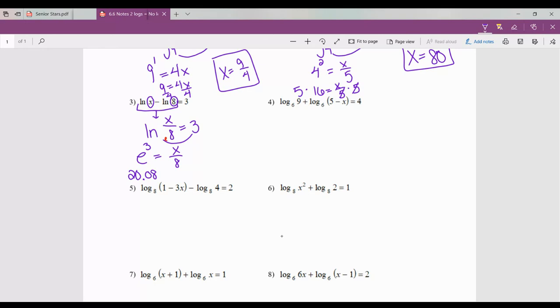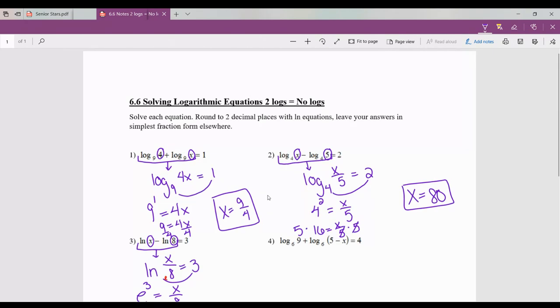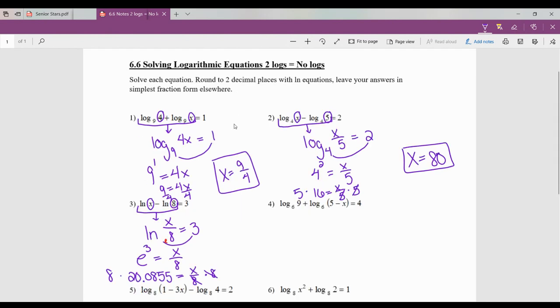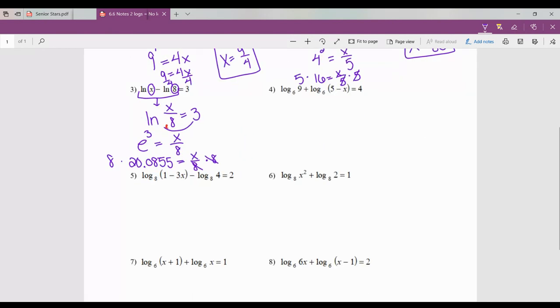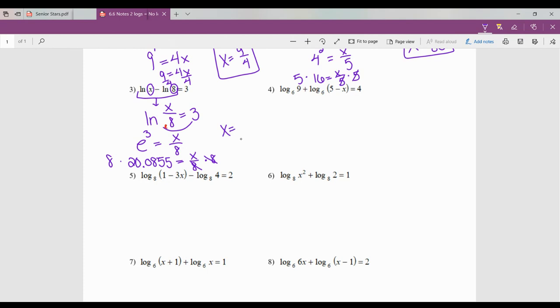Now I need to do that on the calculator, because when it's ln, I can use my calculator for decimal points. So e to the 3rd is going to equal 20.0855. I keep that in my calculator, and I have x divided by 8. I want to get rid of the dividing by 8, so I'm going to multiply both sides by 8. I hit the multiply symbol in my calculator, 8, so I get the most accurate answer. Let me scroll up to see what I'm rounding to: 2 decimal places. So x is equal to 160.68. Final answer.